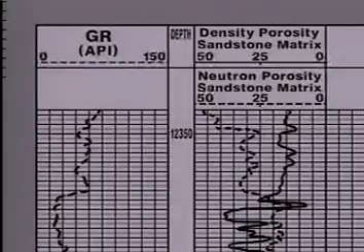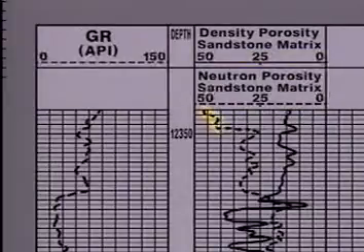The neutron porosity and density porosity curves were run on the same matrix, in this case a sandstone matrix, and the scales are identical. Thus, in a clean, water-bearing sandstone, we should expect the curves to match each other fairly closely. Let's take a close look.